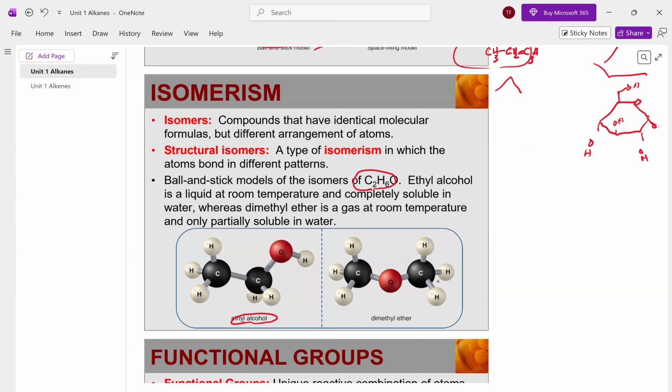Ethyl alcohol, which is drinking alcohol, and dimethyl ether: 2 carbons, 6 hydrogens, 1 oxygen. So those are isomers of one another. Now we're going to cover both of these in this Unit 1. My point is, isomers: same formula, different structure.